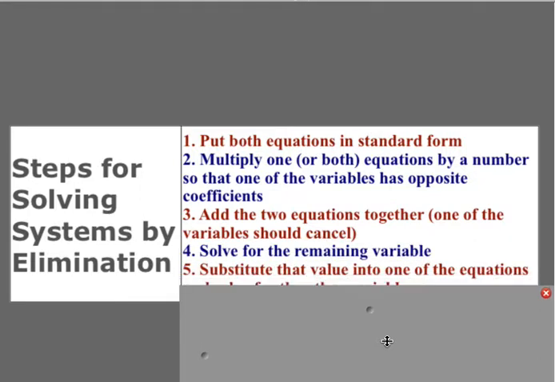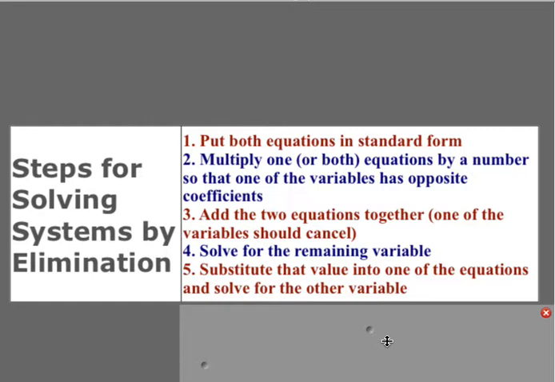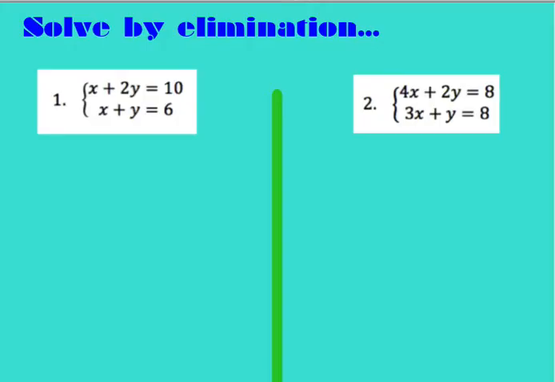The next thing you're going to do is add the two equations together, and one of the variables should cancel. If one of the variables doesn't cancel, that means you did something wrong. Then you're going to solve for the remaining variable, and substitute that value into one of the equations and solve for the other variable. So that's the process we're going to be working through on this next part. Let's take a look at number 1.